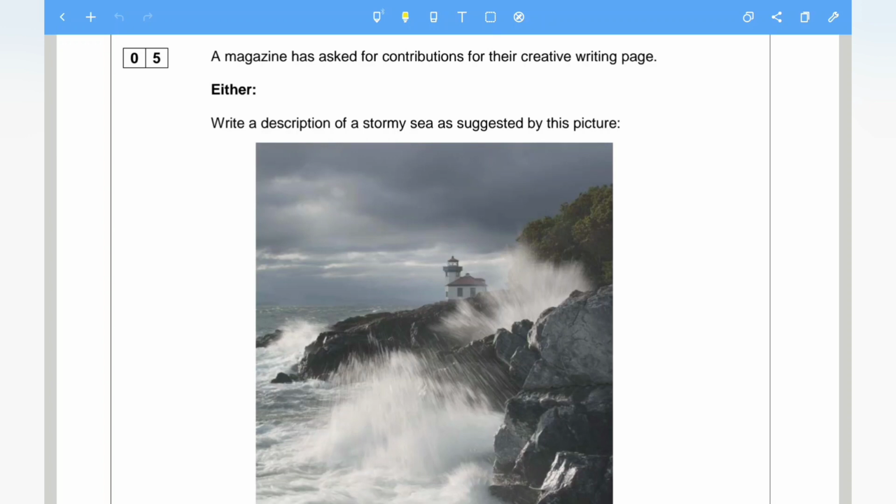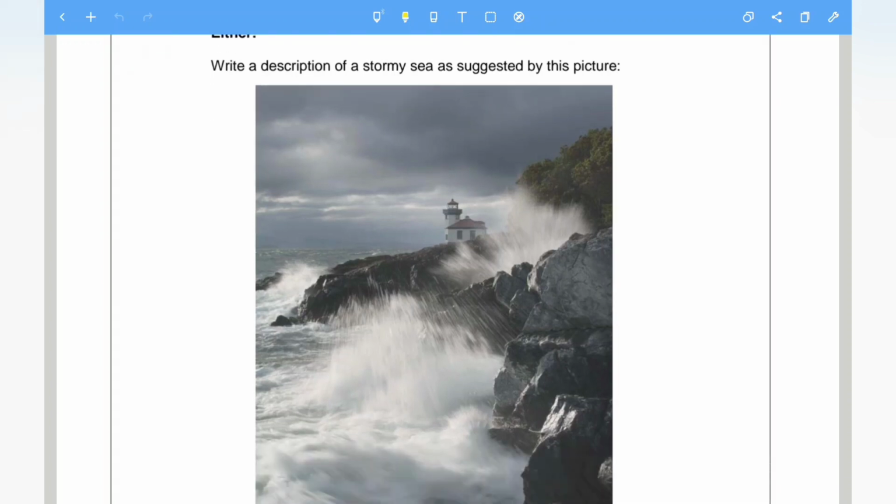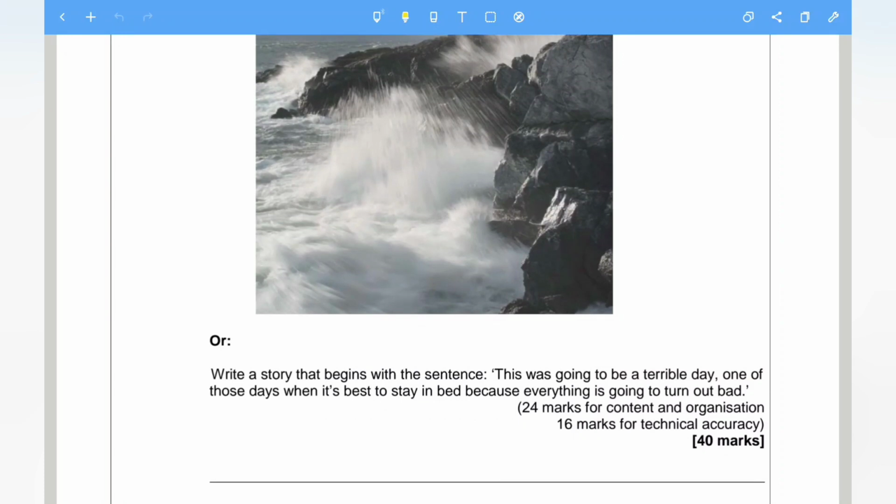Today we are looking at section B and the importance of section B. Now, section B for English language GCSE is in fact 40 marks. This question is very important. It's crucial in fact in determining what you will end up getting for English language.